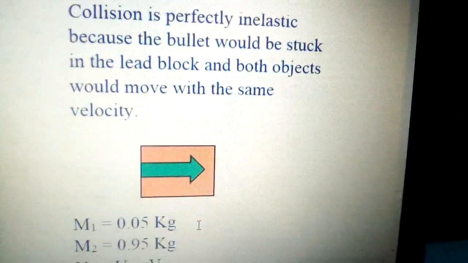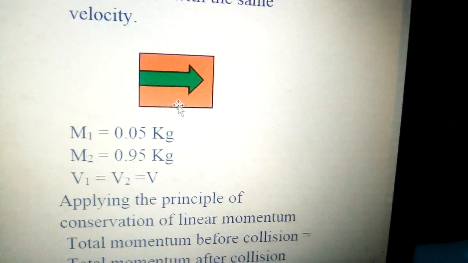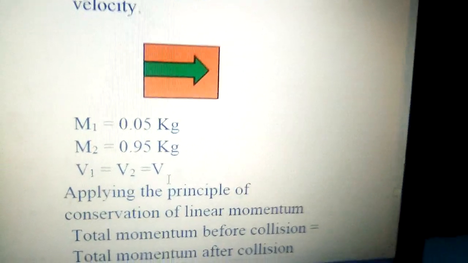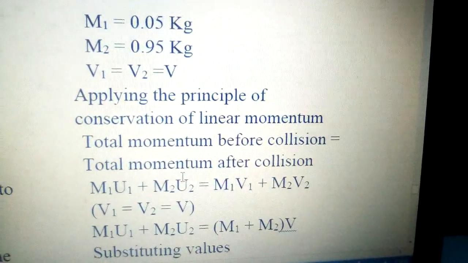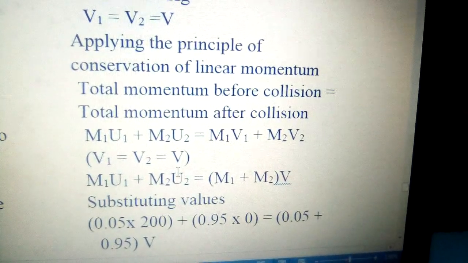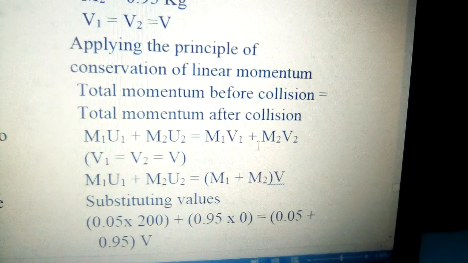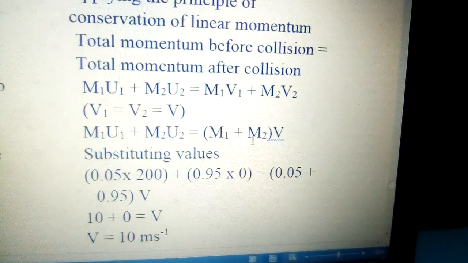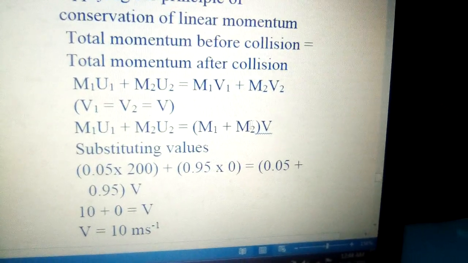So look at the diagram after collision, the two of them are together. If they're together, they will have the same common velocity. V1 becomes equal to V2, or V. Applying the principle of conservation of linear momentum, total momentum before collision equals total momentum after collision. M1U1 plus M2U2 equals M1V1 plus M2V2. Mind you, V1 and V2 are equal because after collision they have the same common velocity. So we factorize that side, replacing V1 and V2 with V, and we now have this expression.